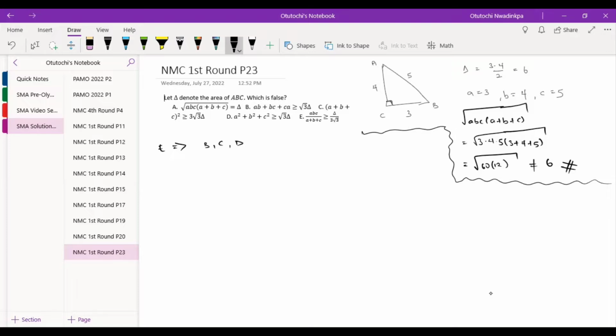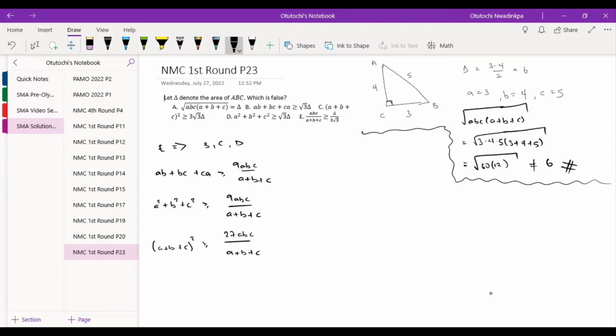To do this, I'm going to show 3 things. The first is that AB plus BC plus CA is greater than or equal to 9ABC over A plus B plus C. Then A squared plus B squared plus C squared is greater than or equal to 9ABC over A plus B plus C. Then, of course, A plus B plus C squared is greater than or equal to 27ABC over A plus B plus C.